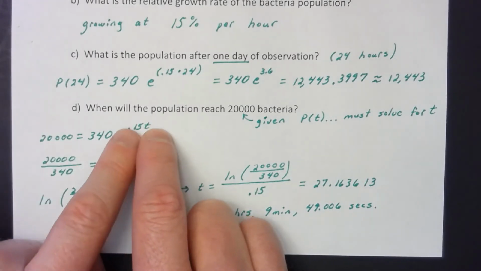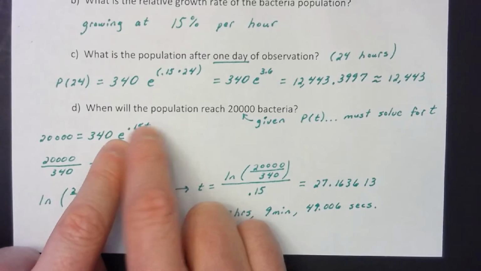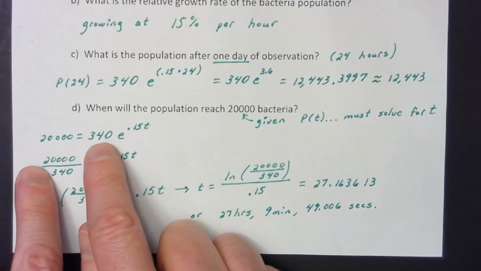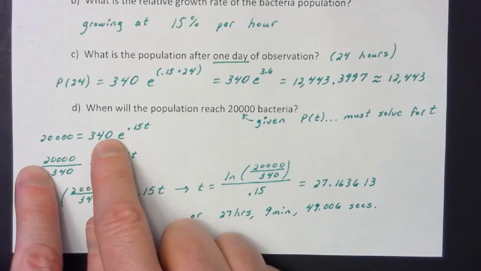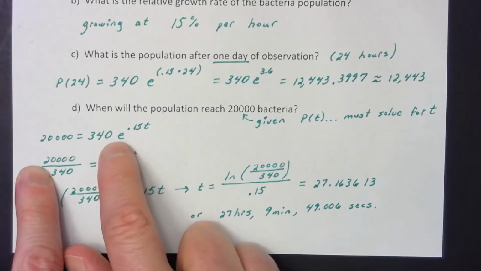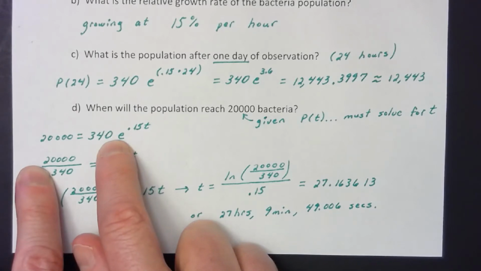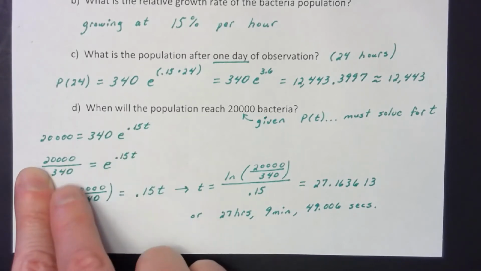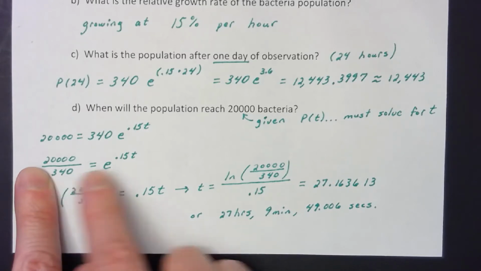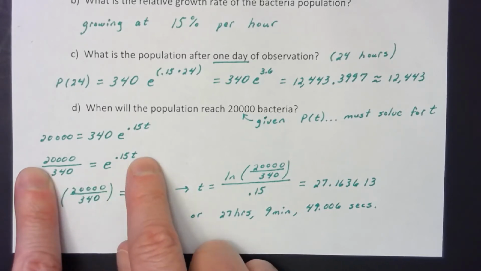In order to solve for the exponent of an exponential function, you must get that exponential function by itself. So please understand, in order to get rid of 340, you must divide by 340 on each side. I'll see some students that want to subtract 340. That is not 340 plus e, it's 340 times e. So in order to get rid of it, you must divide. So I'll say 20,000 divided by 340 is equal to e to the 0.15 t.